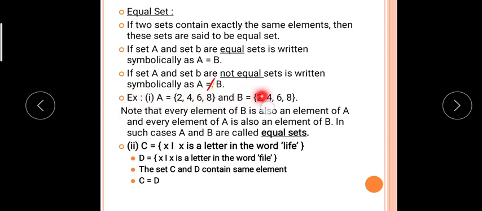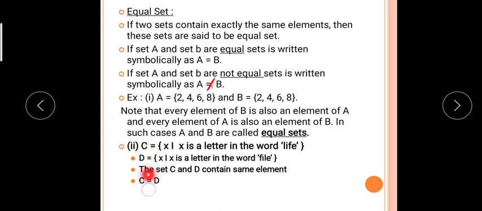Now listen, in the example, see, if A = {2, 4, 6, 8} and B = {2, 4, 6, 8}, if you observe, every element of set A is equal to every element of set B, the number of elements and the elements also. 2 means 2 only, 4 means 4 only. Note that every element of B is also an element of A, and such sets we can call equal sets.